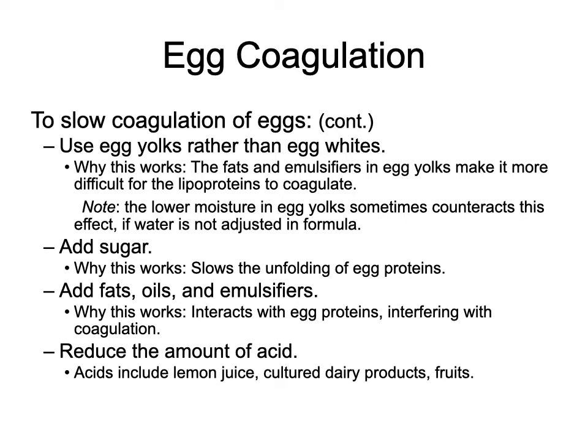We can add sugar. The reason why this works is that it slows down the unfolding of egg proteins. We can add fats, oils, or emulsifiers. This interacts with egg proteins, interfering with their coagulation as well. And we can reduce the amount of acid. Acids, including lemon juice, cultured dairy products, and fruit, will generally strengthen the protein, thereby making it more apt to coagulate a little more quickly.